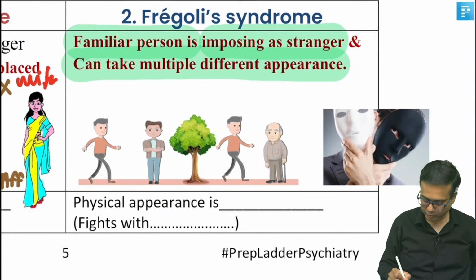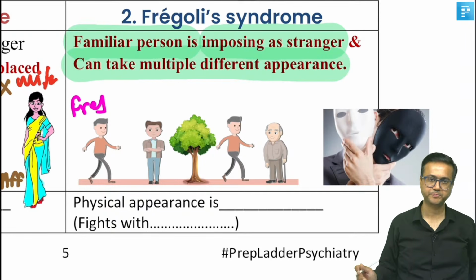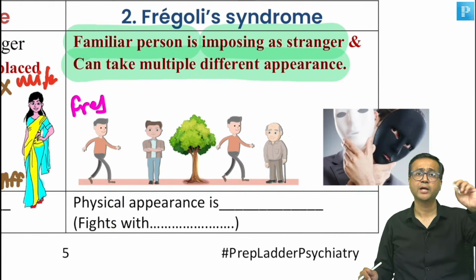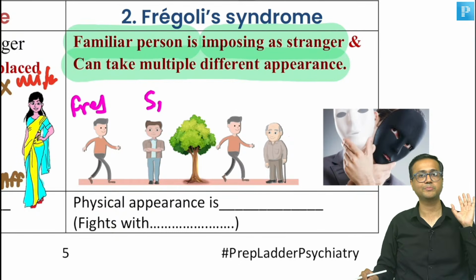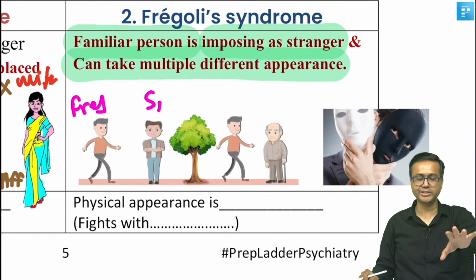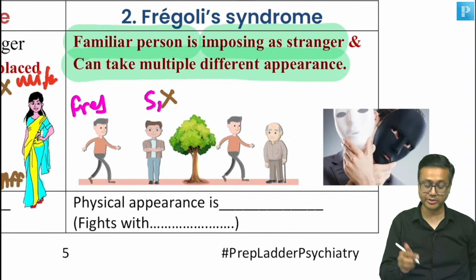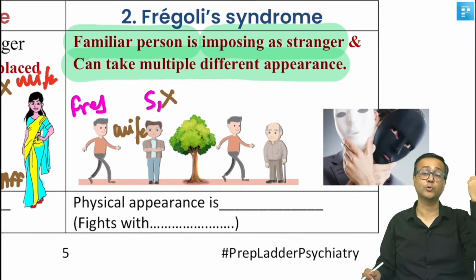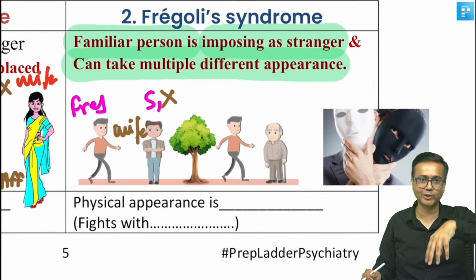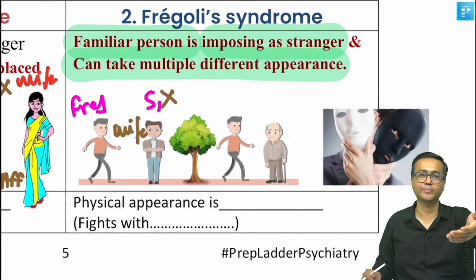So let us bring one more patient into the class. Let us say we have a patient Mr. Freg, for Fregoli. He is walking on the street. He sees one stranger, let's call him S1. A stranger means he has never met this person before in his life. He sees a stranger and he says, you are looking like a stranger, but you're not a stranger. You are my wife in disguise. What are you doing here? Go back home, go back home. So what does the patient feel in this scenario, beta? A familiar person, his wife, is imposing in front of him as a stranger.